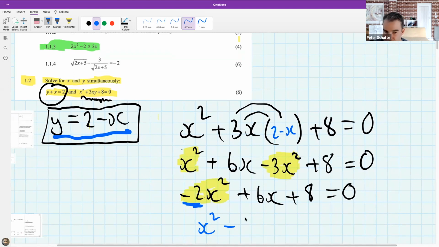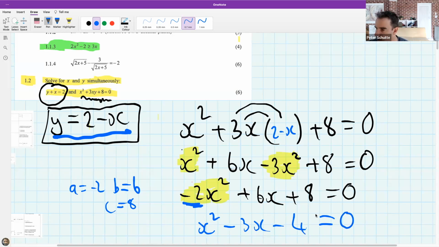You don't have to do this. I think a lot of people would benefit from just going straight to the formula now. So a is -2, b is 6, c is 8. But you could also divide through by -2, and you'd get that quadratic equation, which is equivalent.